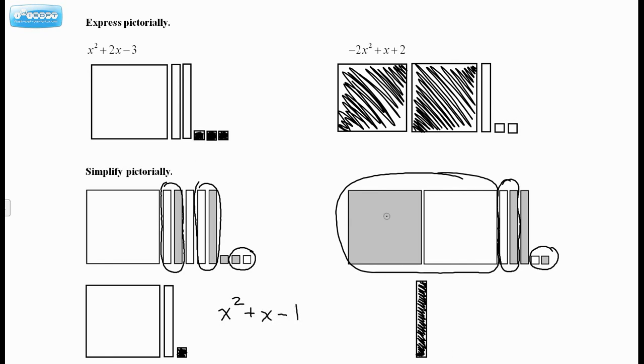Next one, I'd have negative x squared plus x squared plus x minus x plus 1 minus 1. And when you combine all your like terms, all you're left with is negative x, or minus x. So this is the algebraic representation of the answer.